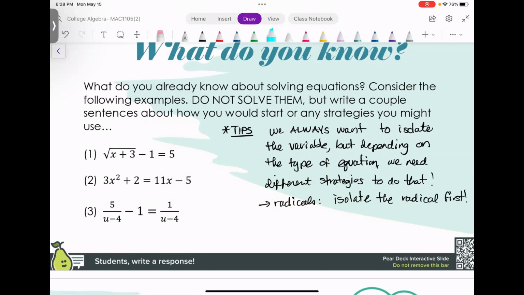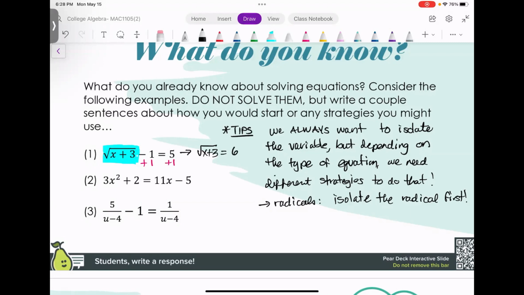That means for number one, I want to get this square root of x plus 3 by itself. So the first thing that I would do is add 1 to both sides, which would result in the equation square root of x plus 3 equals 6.